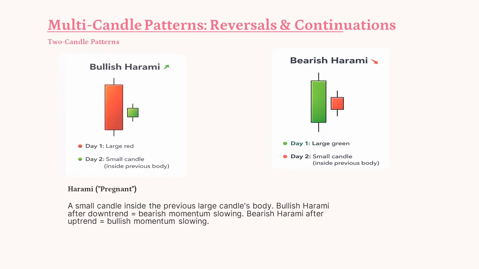Harami versus engulfing. The key difference: engulfing patterns show a complete reversal of sentiment. Harami patterns show momentum slowing. Engulfing is stronger. Harami is more tentative. A harami requires stronger confirmation from the third candle, ideally a move in the opposite direction of the prior trend.